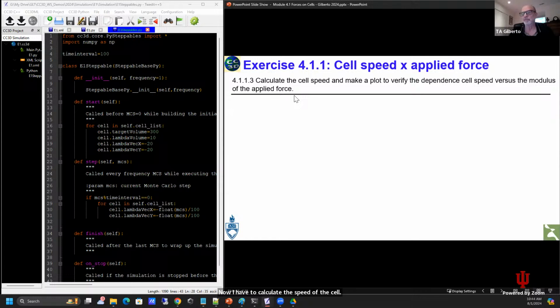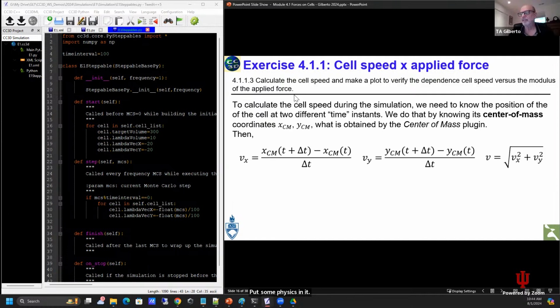Another part, we have to put some physics in it. Let's do it. How do you calculate speed? Well, speed is the ratio between the displacement and the interval of time in which you have that displacement. Since velocity is a vector, you have to calculate the speed in all the directions of your movement. How do you calculate that? Using these fractions.